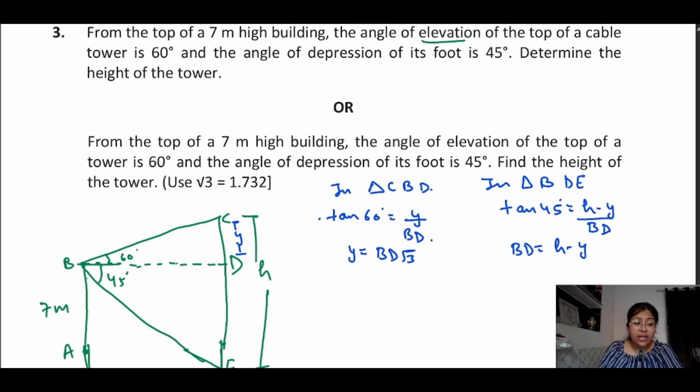This line BA length is equal to DE, because the lines are parallel, so their perpendicular length is also equal. So it is 7 meter. Instead of h minus y, we can write 7. So BD is equal to 7.